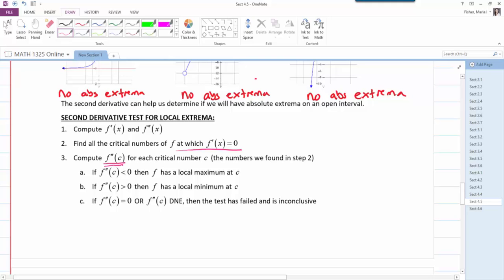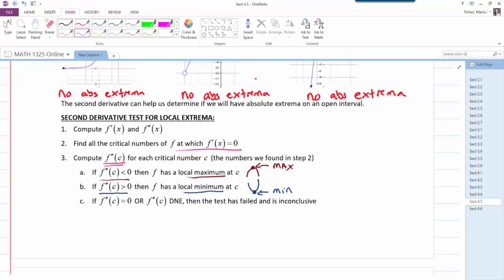Now, if f double prime of c is less than 0, remember that would mean that we are concave down. Well, if you're concave down, you're going to have a max. If f double prime of c is greater than 0, recall that means that we are concave up. Well, if you're concave up, you're going to have a min. If f double prime of c is equal to 0 or it does not exist, then your test is inconclusive.